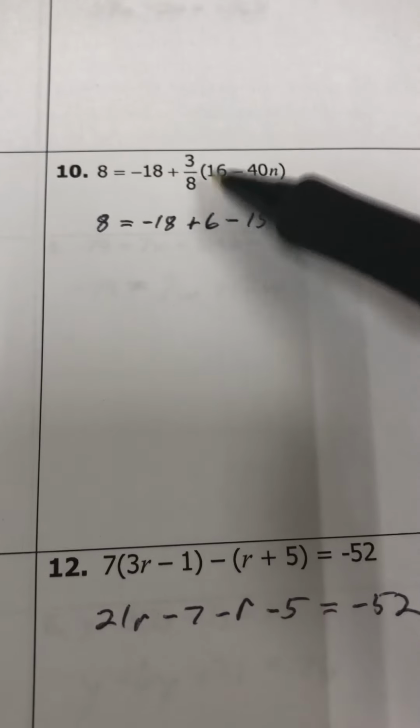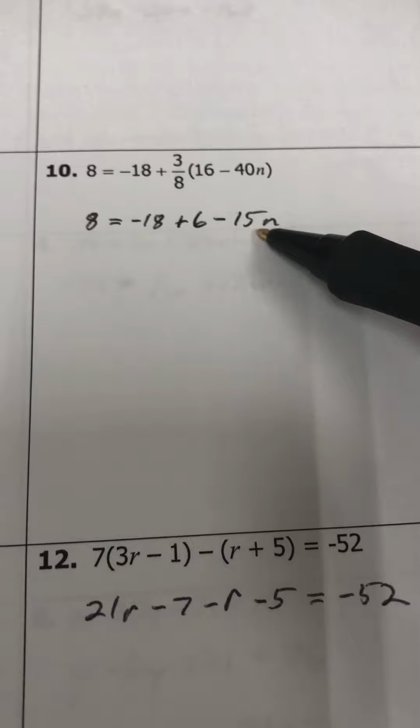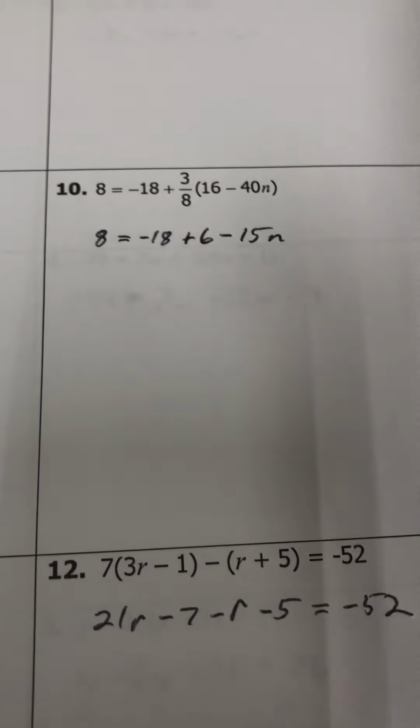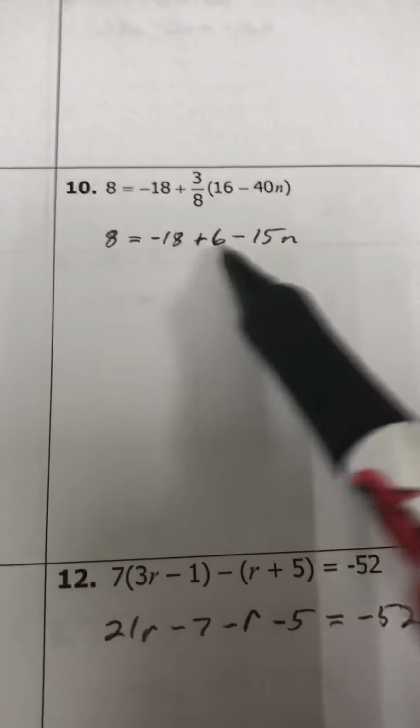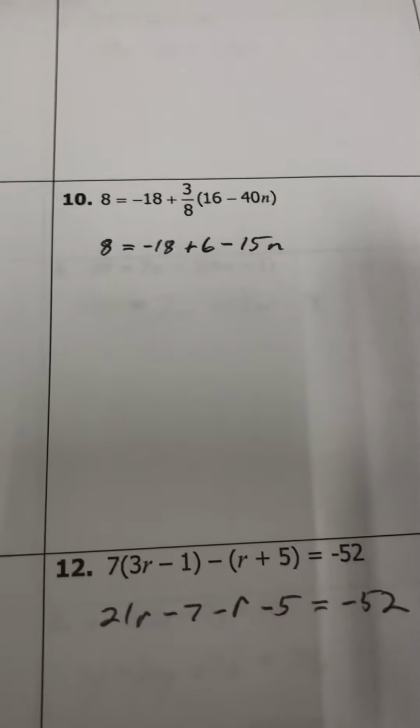To get you started, 3/8 of 16 is 6. 3/8 of -40 is -15. I have that n there because that n was with 40. So you're just going to combine like terms, divide by -15, both sides, and that will give you what n equals.